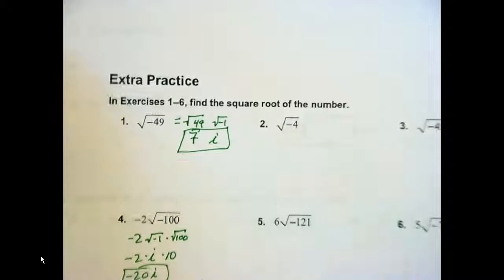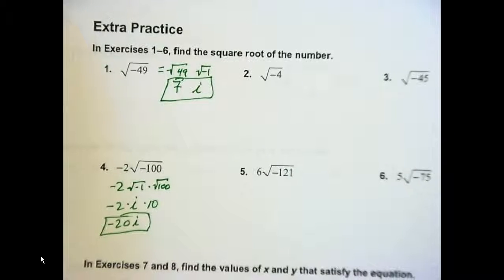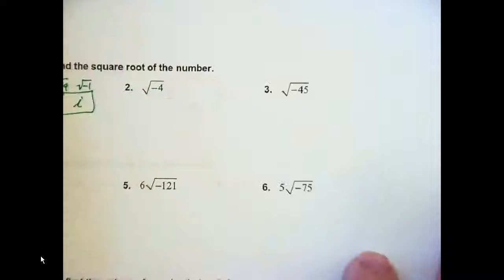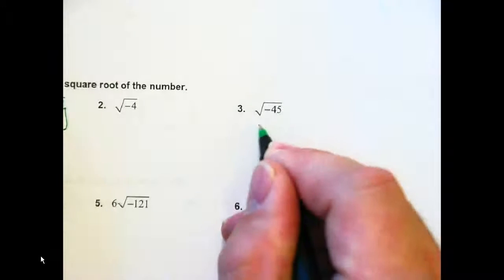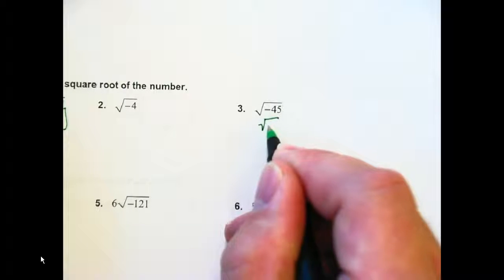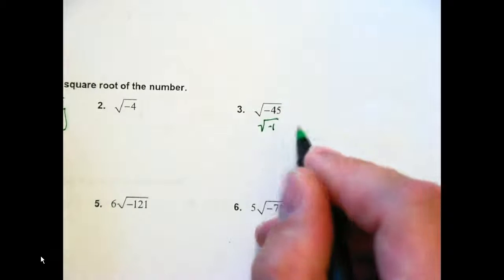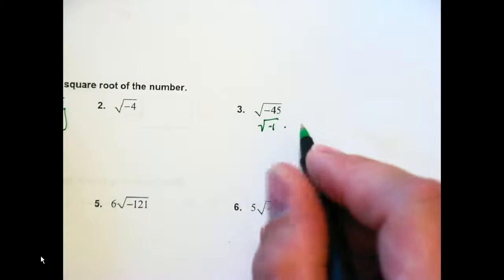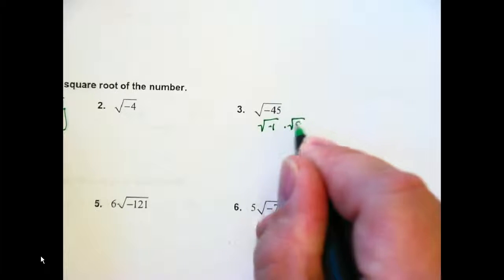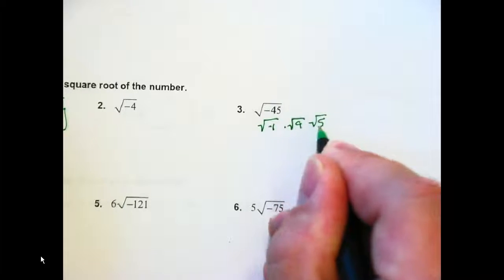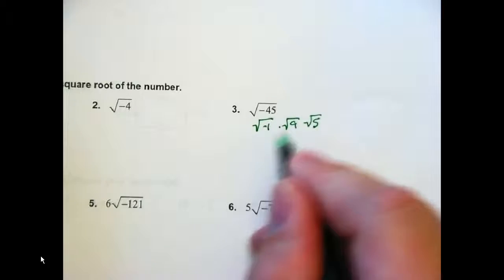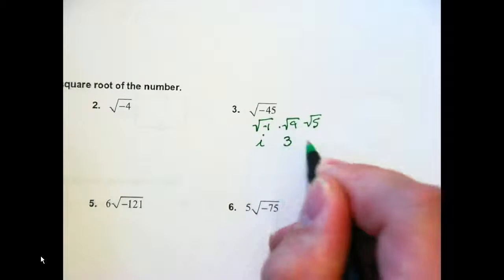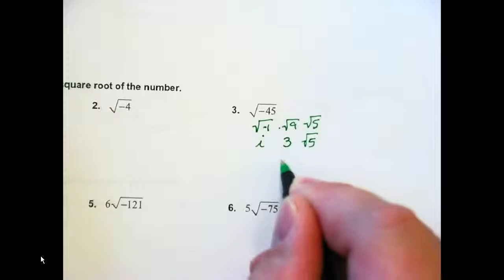Yes, Aaron? Number 3, you have to think about simplifying radicals, right? So, root -45. What 2 things multiply to make 45, and one of them's perfect? Root 9 and root 5. And then we simplify each part. Root -1 is i. Root 9 is 3. And root 5 stays root 5. 3i root 5. I think that's cool.